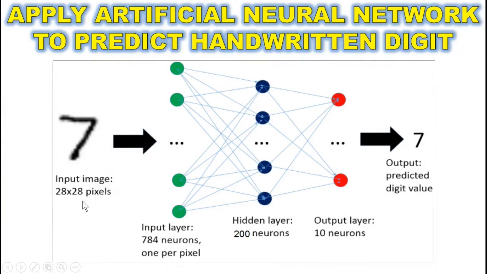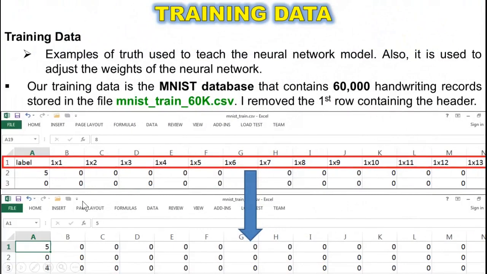Let us apply an artificial neural network to recognize or predict handwritten digits. The training data are examples of true values used to teach the neural network model. Also, it is used to adjust the weights of the neural network.